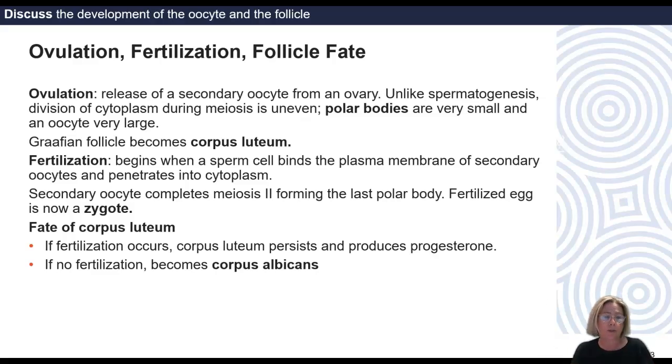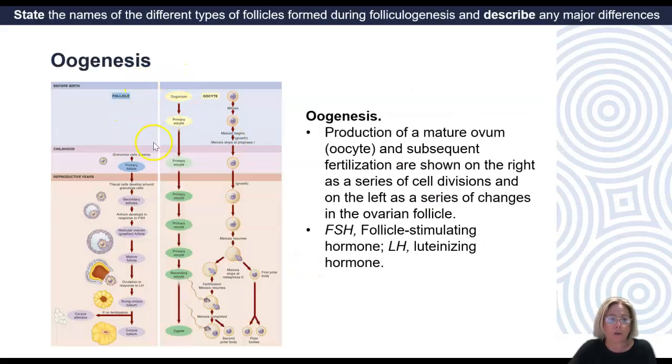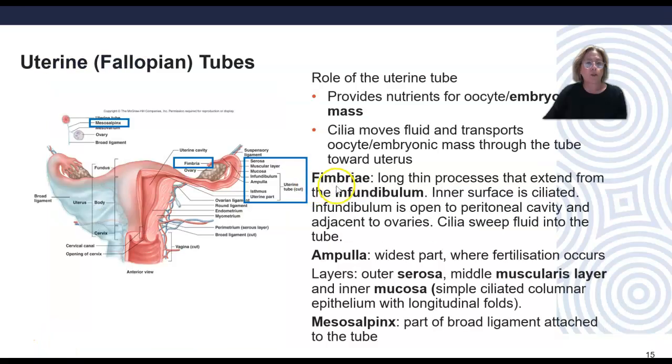With the fate of the corpus luteum, if fertilization occurs, the corpus luteum persists and produces progesterone. If it is not fertilized, then it becomes the corpus albicans, or the white body, which will eventually degenerate. And I'll leave you to have a look at this in your own time, but you're looking at the development of the follicles here, and then in terms of the maturation of the oocyte there on the right. We're going to move on now to these fallopian tubes.